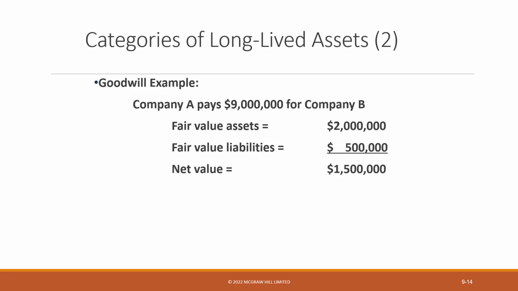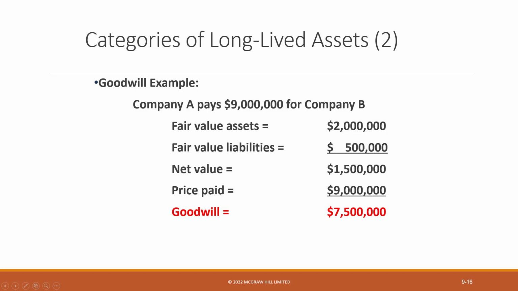But the value of that isn't quantifiable, so they're willing to pay more than the value of the net assets. This is how goodwill is created. It's the difference between the price paid and the net value of the assets of the entity being purchased. In this case, the difference between the $9 million paid and the $1.5 million net value. Goodwill for Company A is $7.5 million.